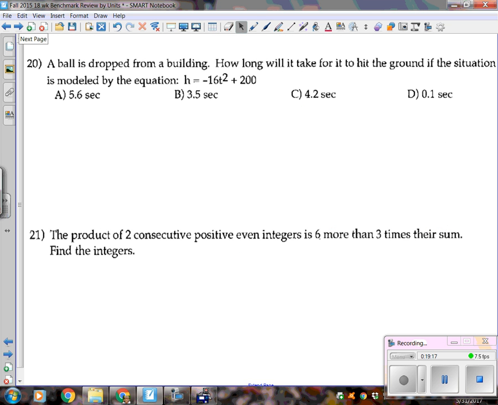Number 20, a ball is dropped from a building. How long will it take for it to hit the ground if the situation is modeled by this equation? Now, if we look at this equation, I know that 16 is a reference. It's actually a nod at gravity. That's where negative 16 comes from. It's actually half of gravity's value. I do not have a t term, but I do have a number with no t. So that tells me that this is at a height that I'm starting out at 200. So this building must be 200 feet high.